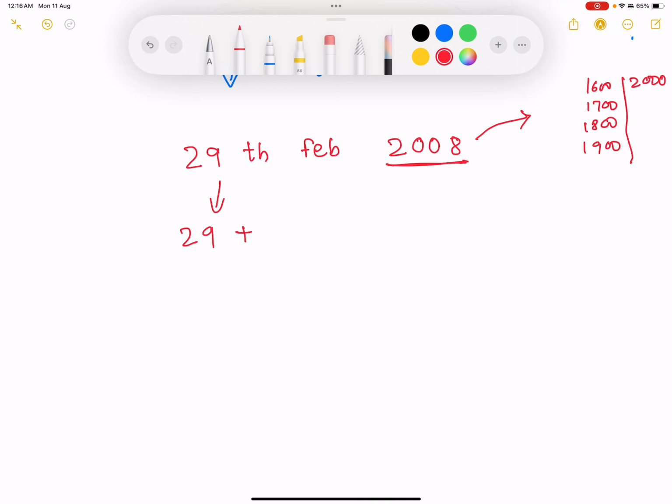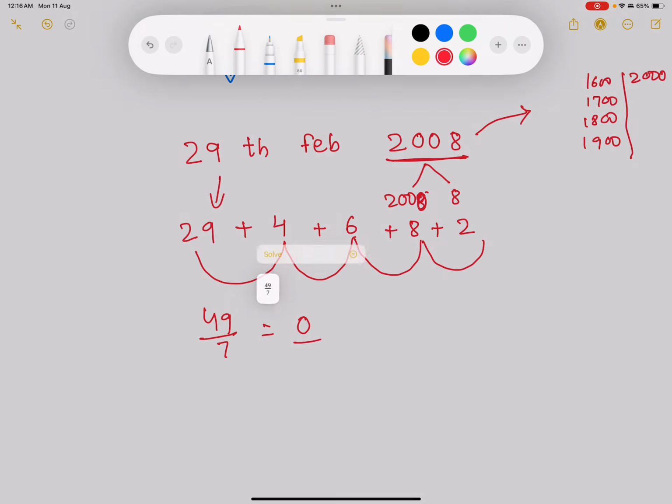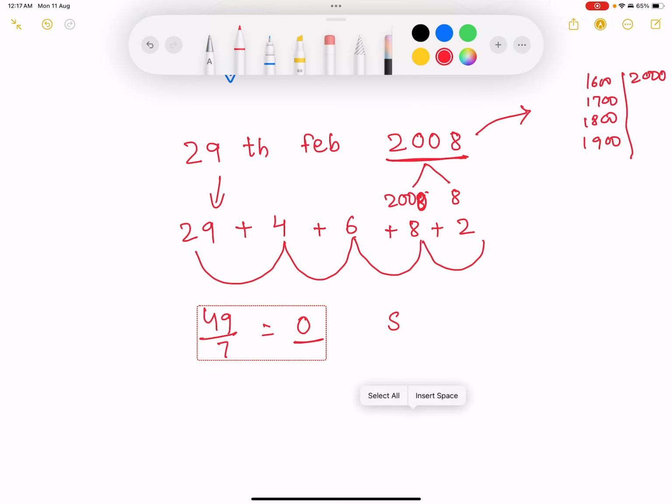29th Feb code is 4, 2000 code, sorry, 2008. Okay, 2000 code will be how much? 6. 8 will be 8. In 8, 2 leap years are there. 29 plus 4 is 33, plus 6 is 39, plus 8 is 47, plus 2 is 49. 49 by 7 means the remainder is 0, and 0 means Saturday. But I need to do -1, that means the answer will be Friday.